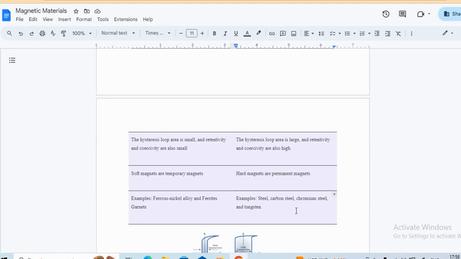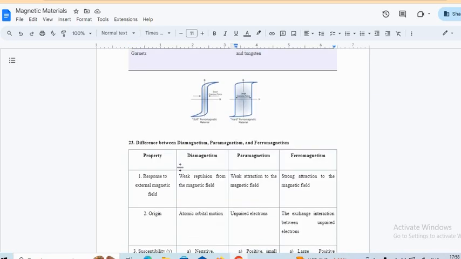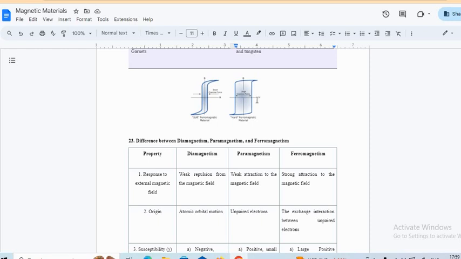Those which are available on the earth are permanent magnets. Sometimes electromagnets. And the most important part: in the soft magnet the hysteresis loop is small. Remember, hysteresis loop is small. Here the hysteresis loop is large. And the retentivity and coercivity values, since the area is small, are also small, but here these are high. This particular picture is for the soft and hard magnets.